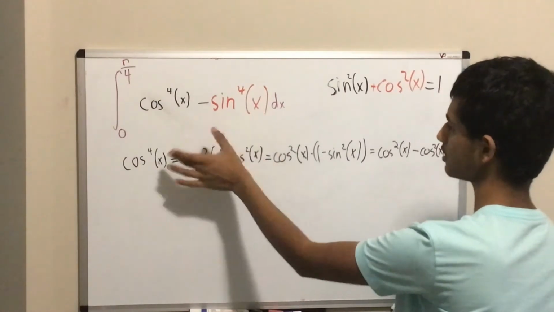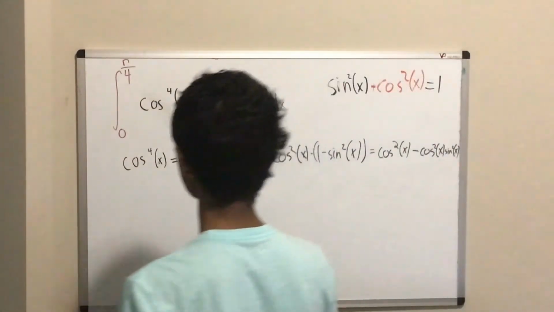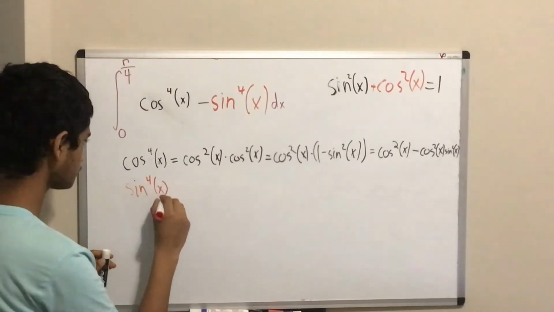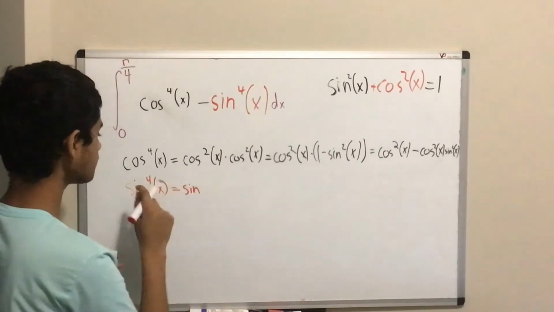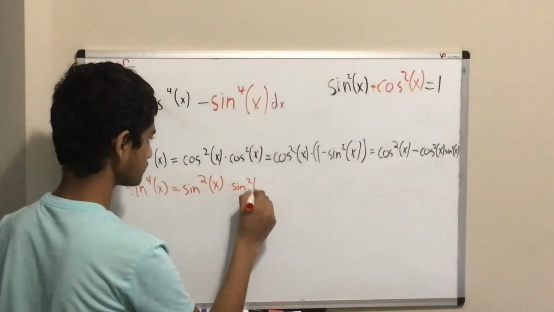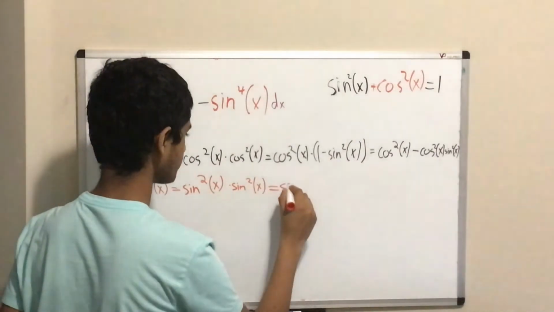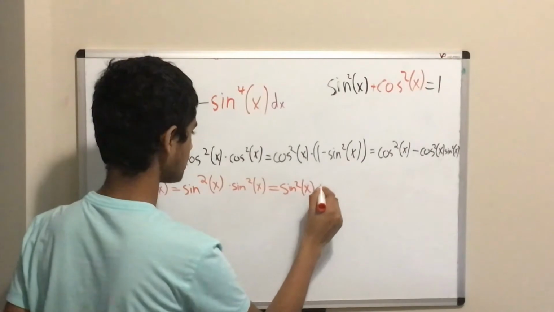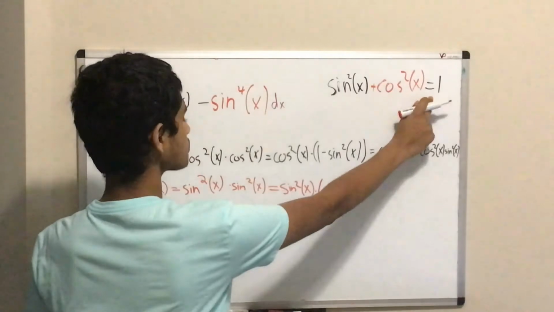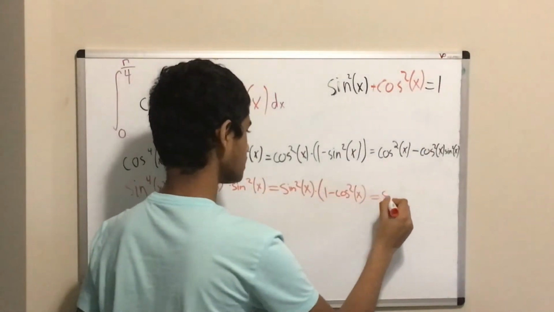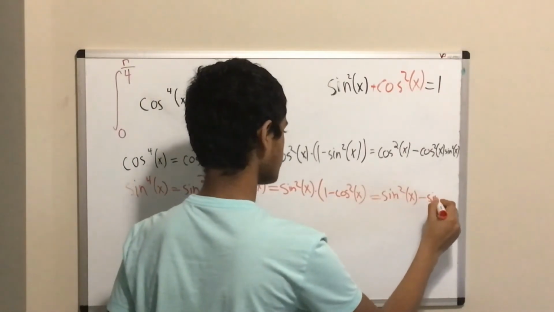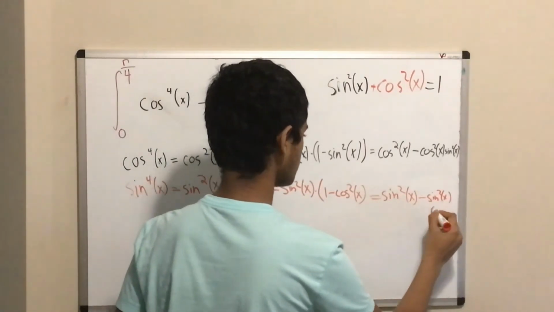We're going to apply the same idea to sine to the fourth of x. This sine to the fourth of x can be rewritten as sine squared of x times sine squared of x, which is the same thing as sine squared of x times 1 minus cosine squared of x, because we can just rearrange this. That leaves us with sine squared of x minus sine squared of x cosine squared of x.